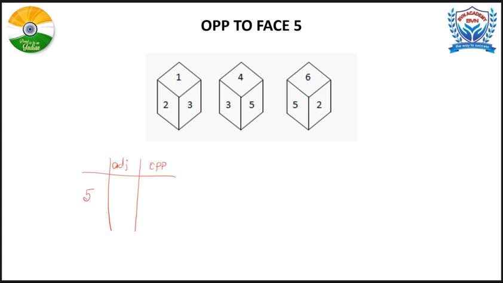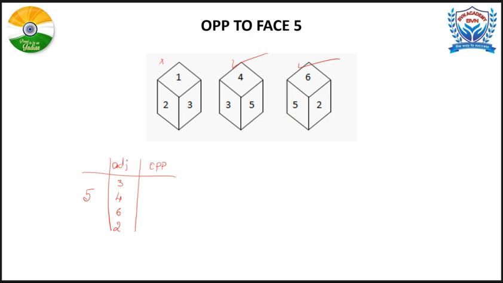Adjacent faces of 5: in the first dice picture we have no 5, hence we'll leave it as it is. In the second picture we have 5 appearing, and along with 5, 3 and 4 are also appearing. That means 3 and 4 are adjacent to each other and adjacent to face 5. Hence we'll write down 3 and 4 here. And in the third picture again 5 is appearing along with 6 and 2, hence these 3 are adjacent faces. So let's write down 6 and 2.